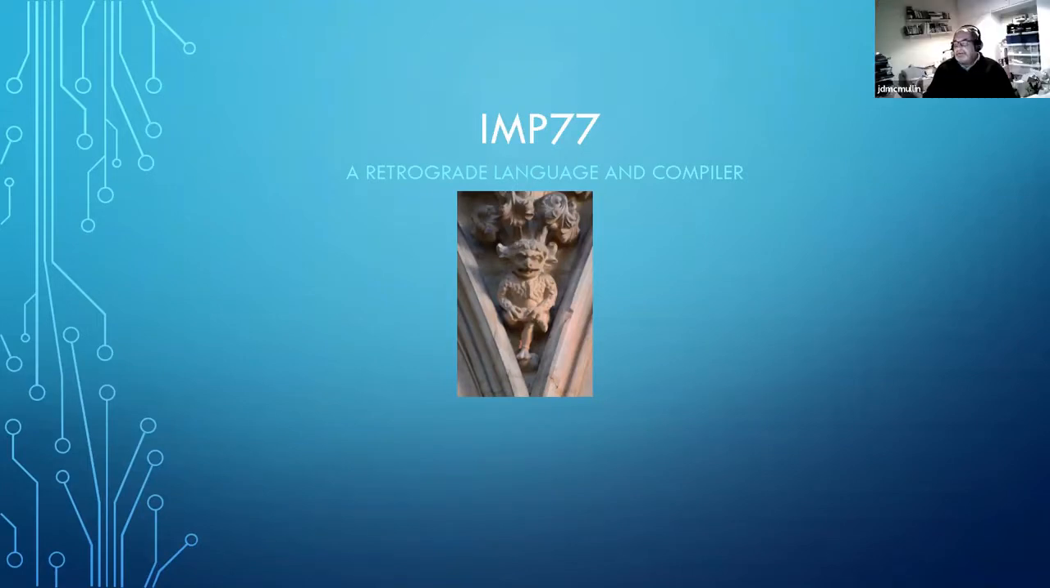Right. Well, as Dave said, he wanted something a bit retrograde, and I think IMP77, being 1977, is retrograde enough. So what I'm going to do is just talk about this language that was used by basically Edinburgh University and one or two other places. It does not have its own logo, so I had to make a picture of the Lincoln Imp inside Lincoln Cathedral, so I thought that would be appropriate.